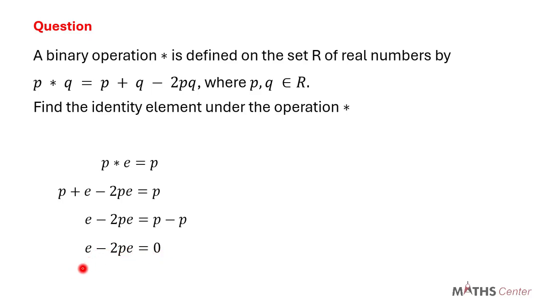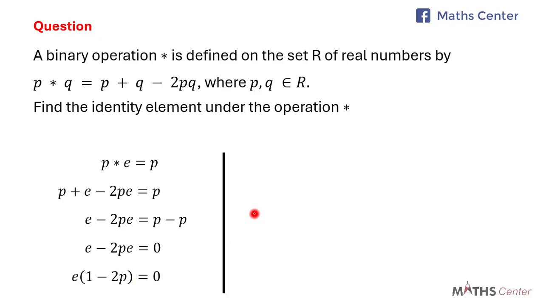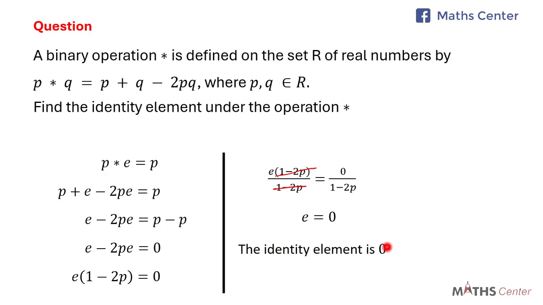We want to make E the subject, so I'll factorize it out. When I do that, I'm going to have E into bracket 1 minus 2P is equal to 0. We will divide both sides by 1 minus 2P. So we have E into bracket 1 minus 2P divided by 1 minus 2P is equal to 0 divided by 1 minus 2P. So 1 minus 2P and 1 minus 2P will be gone. So E will be equal to 0 divided by 1 minus 2P, which gives us 0. So E is equal to 0. So it means that for this particular binary operation, the identity element is 0.